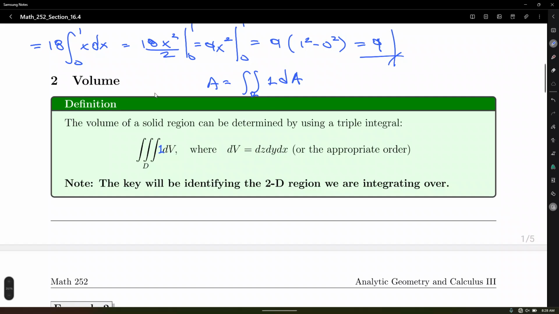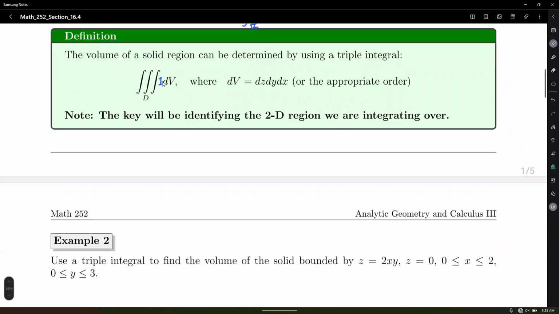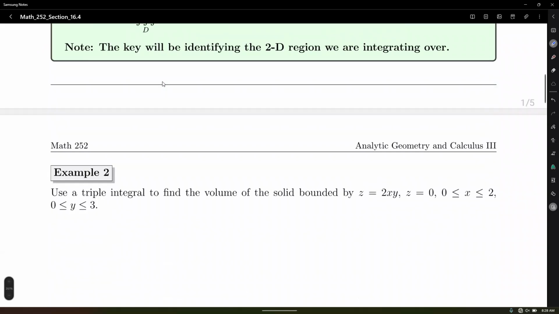Okay, so let's have a look at one example here. Use a triple integral to find the volume of the solid bounded by z equals 2xy, z equals 0, x varying between 0 and 2, and y varying between 0 and 3. So notice the wording of this problem. We're given intervals, we're also given equations.